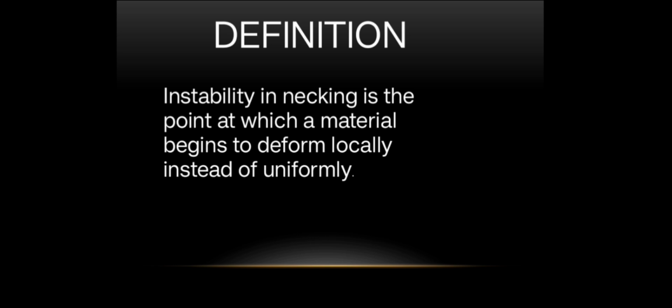Next, the definition of instability in necking. Instability in necking is the point at which a material begins to deform locally instead of uniformly. What I'm trying to say is that it is the condition during tensile testing when a material no longer deforms uniformly and starts to deform locally, causing a reduction in cross-sectional area, which is known as a neck.